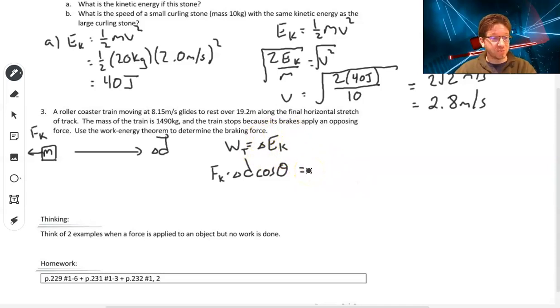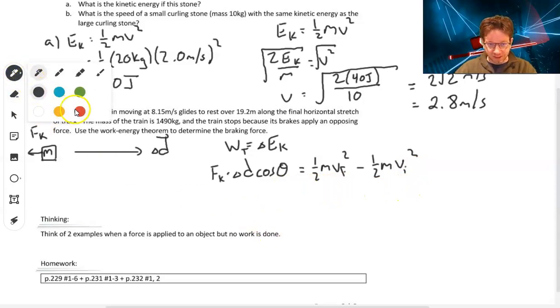So change is always written as final minus initial. We've done that a lot before. So in this case, I will write 1/2 mass times final speed squared. I don't need to write initial or final mass because the mass isn't changing. What's changing is the speed itself. Minus 1/2 mass times initial speed squared.